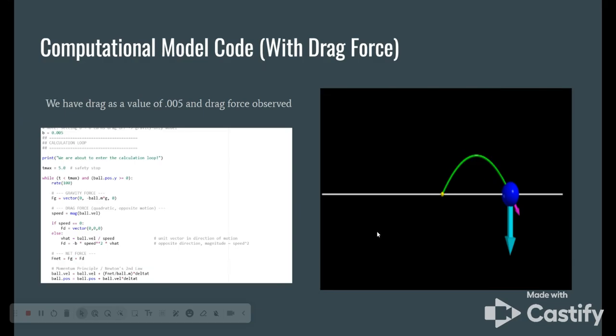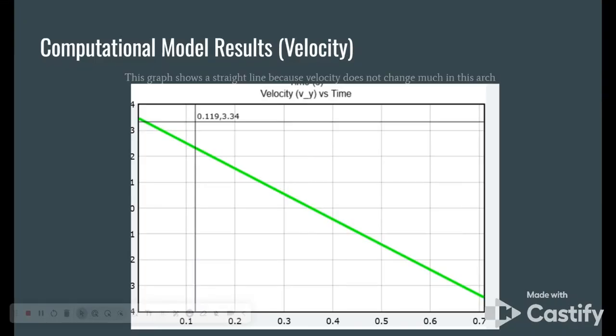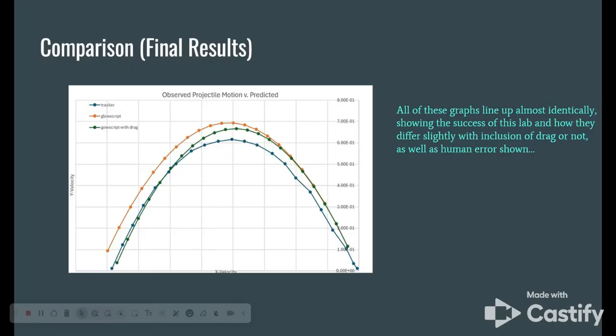It's pretty much like our video. And then this was our position computational model results. So it went about 1.65 in the x direction and about 0.62 in the y direction. And then velocity, it should be straight because it doesn't change much in the arc. So it's going to be a normal velocity straight down. And then these are results comparing the tracker to the glow script and the glow script with the drag. So these graphs basically line up identically, but have the inclusion of difference with the drag, as well as human error, which is what we're going to talk about now.